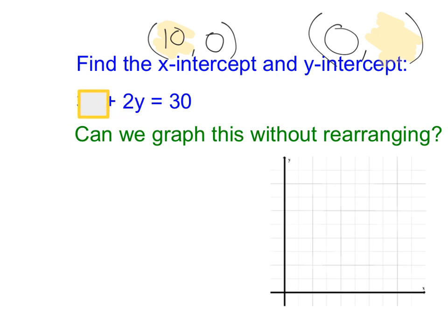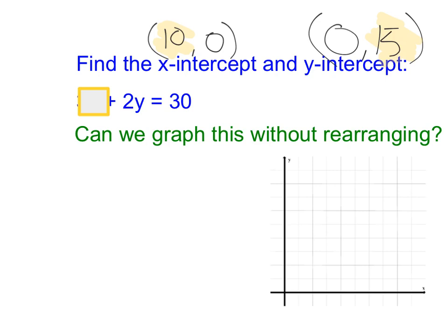Same thing for my y-intercept. I'll pretend that x is 0, right? So if I plugged in 0 for x, anything times 0 is just 0, so I can ignore that. I have 2y equals 30. If we cover up the x value there, my y-intercept is going to be 15.